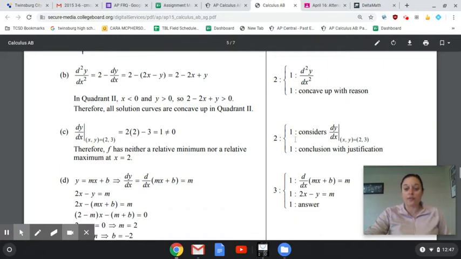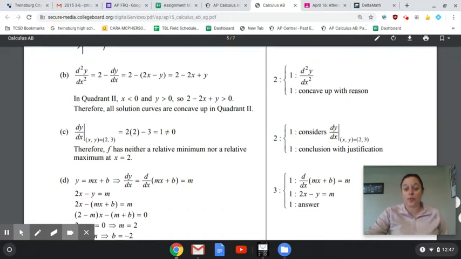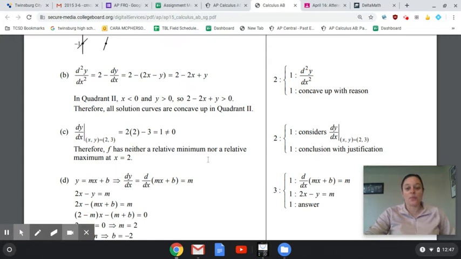You get 1 point for seeing what you get when you plug the point into dy dx, and then 1 point if you understand your conclusion is you didn't get 0, so it can't be an extrema.